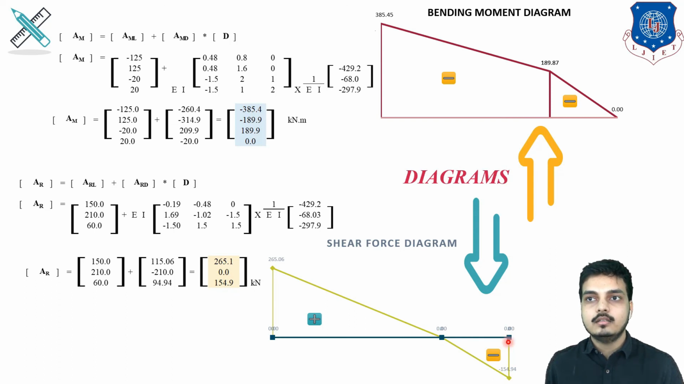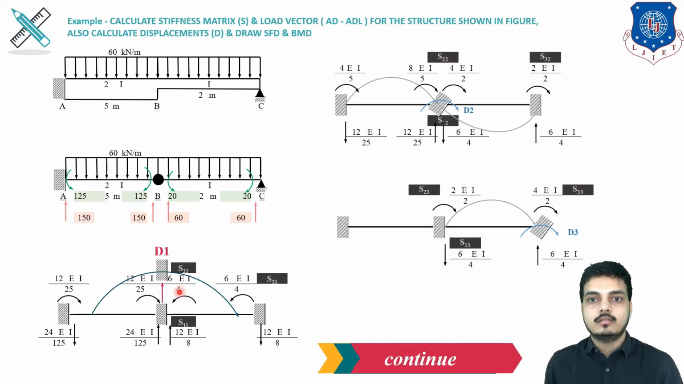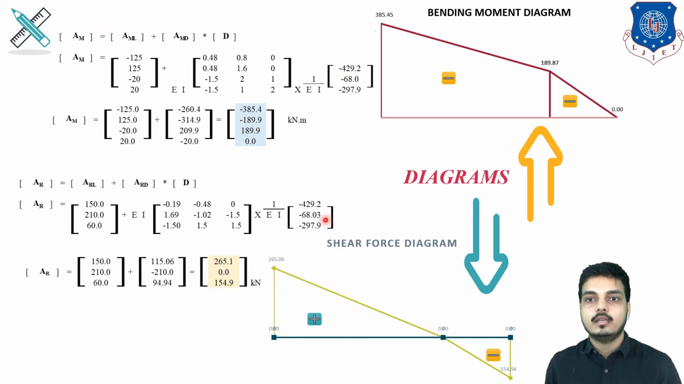Now ahead we'll take a quick revision. So what first we did: a simple figure and then unknowns applied. Then we applied the formula of D and found the respective primary unknowns, and then AM and AR.